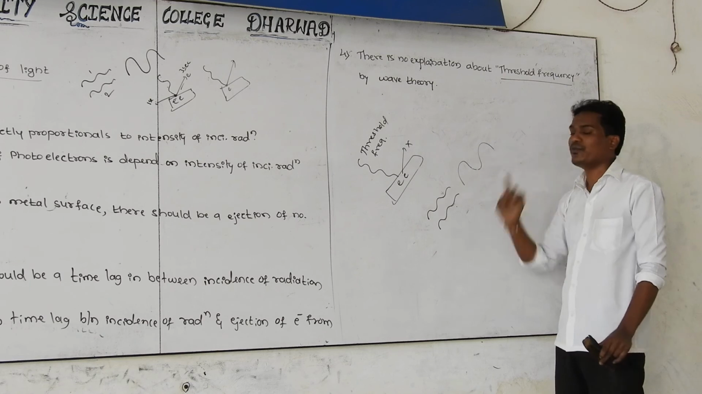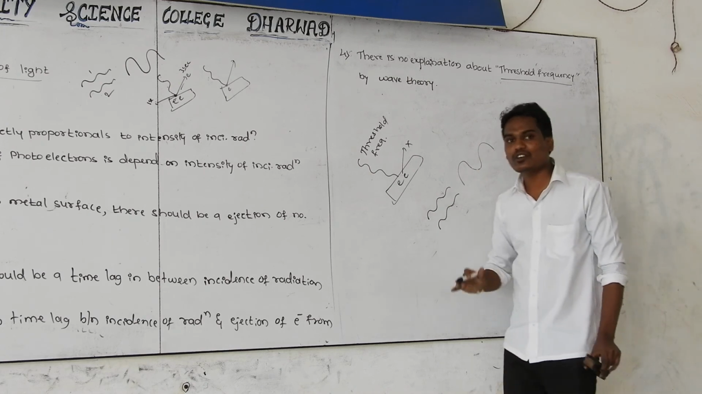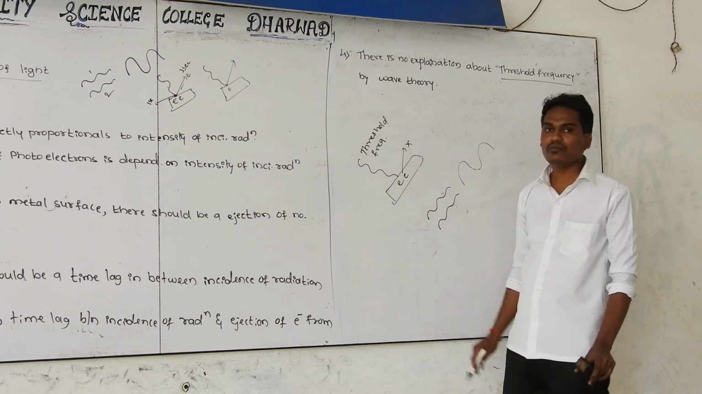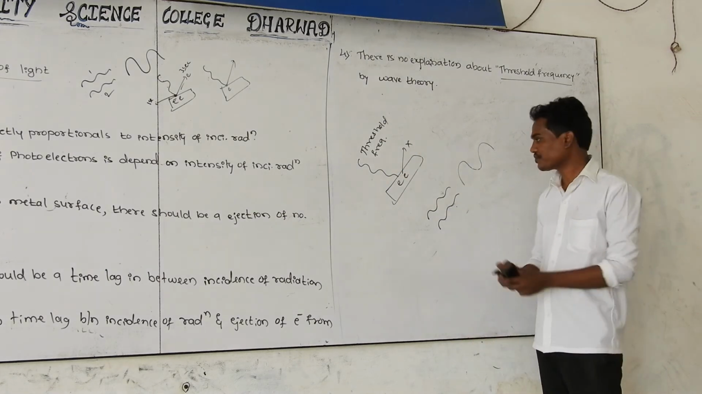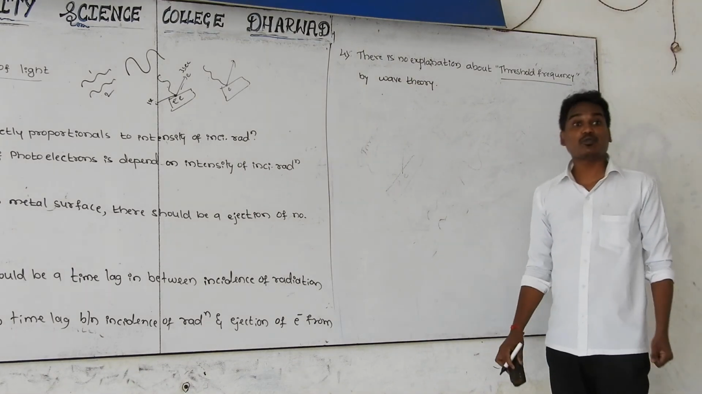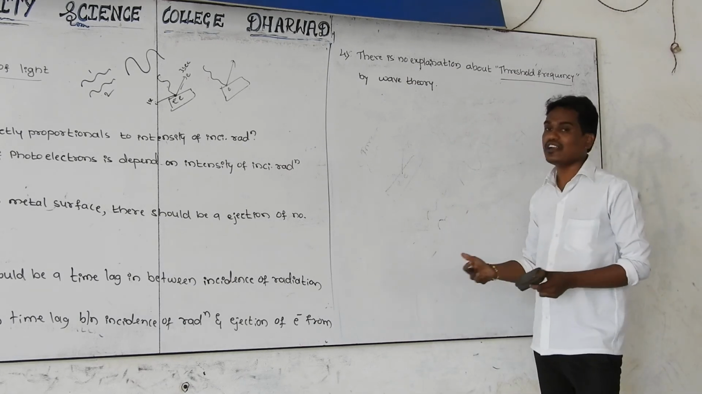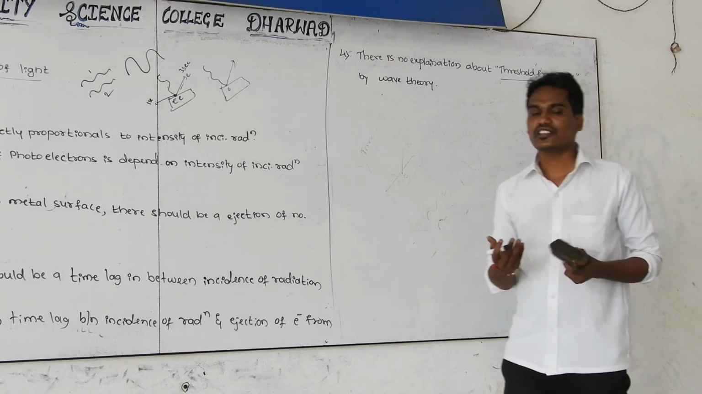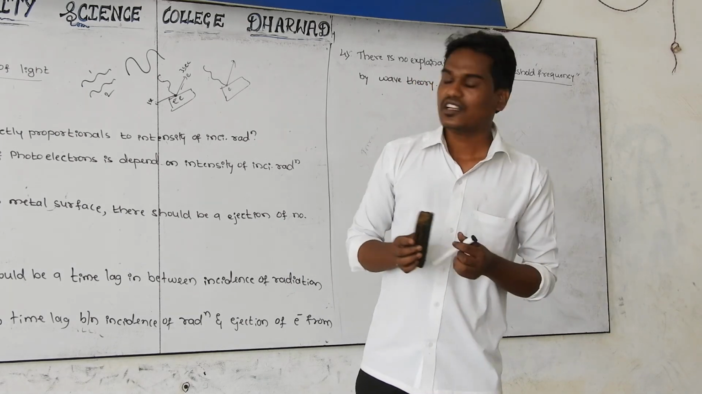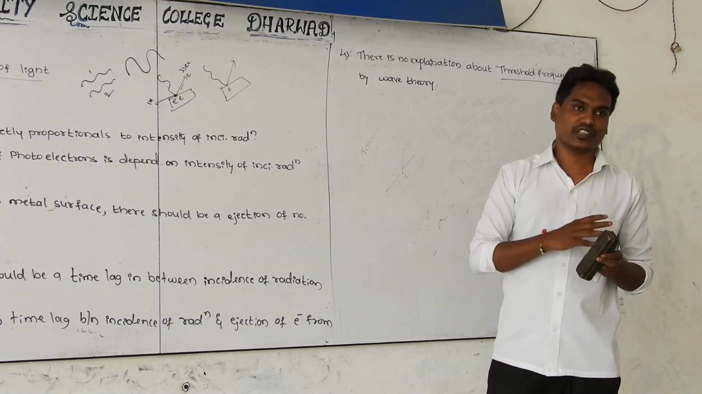So the wave theory is not talking about the threshold frequency, but according to the particle theory of light and the photoelectric experiment, there is an important term, the threshold frequency. Why is a threshold frequency required to produce a photoelectric effect? That reason cannot be explained by the wave theory of light. These are the four reasons that cannot be explained by the wave theory of light. That's why the title of this concept is failure of wave theory.